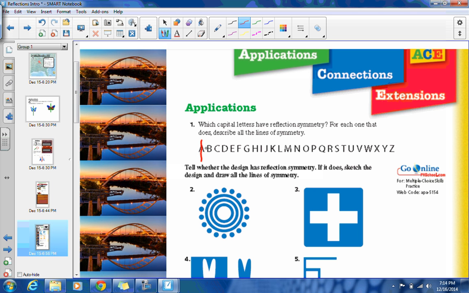B would actually be symmetrical horizontally. C would also be horizontally symmetrical. And D. And E, I guess. F, I don't think there is any symmetry. H, you could argue two of them going across like that and going like this. Same thing with I. M we could do vertically. O we could do, depending on how the O looks, you could definitely do vertically and horizontally. And you can go on with that.